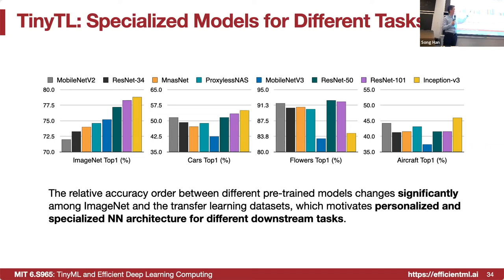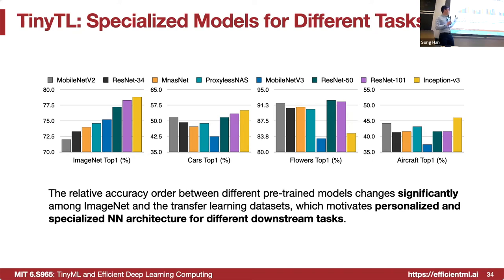I'll give you one second to see the relative accuracy across classifying cars, flowers, and aircraft. Actually, a model that performs well on ImageNet doesn't necessarily perform well on other downstream tasks. For example, this Inception V3 performs very poorly on the flowers data set. However, models like MobileNetV2, which is this one, perform really well on flowers and also on cars, which are much simpler than a 1,000-class classification. For easier data sets you may not need that large a capacity like ResNet-101 or ResNet-152, but for a smaller data set, a small capacity like MobileNetV2 might be enough.